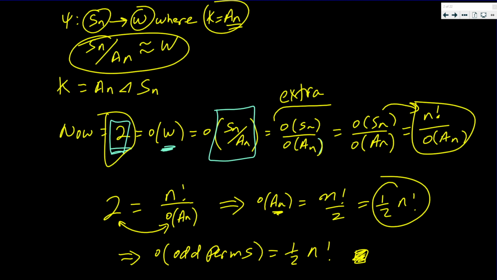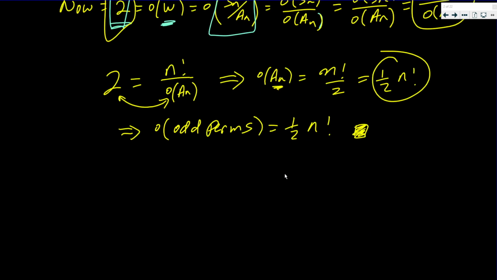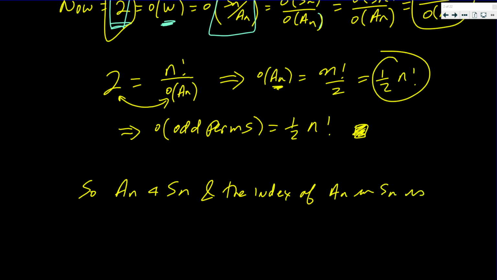Let's formally state it. A sub n is normal in S sub n. That's the normal subgroup, and the index of An in Sn is 2. And that's what we wanted to show.